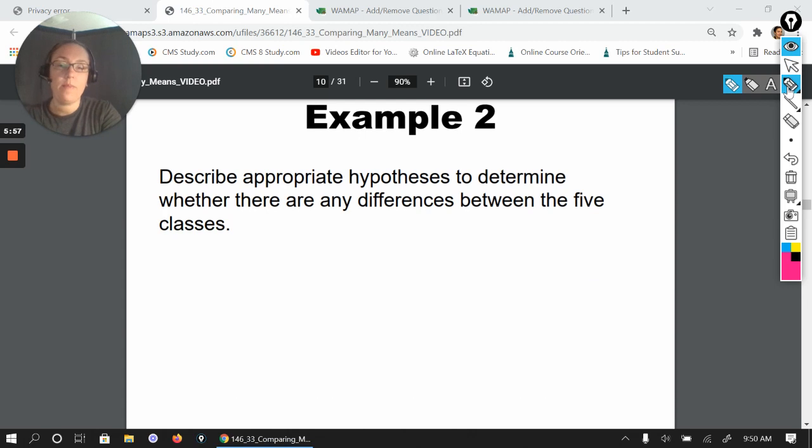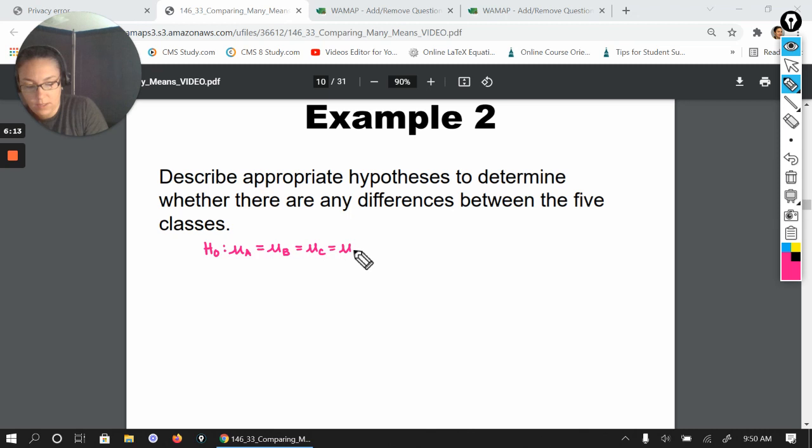So it says describe appropriate hypotheses to determine whether there are any differences between the 5 classes. So the null hypothesis would say that the mean of class A equals the mean of class B equals the mean of class C equals the mean of class D equals the mean of class E. And then the alternative hypothesis would say that at least one mean is different from the others.